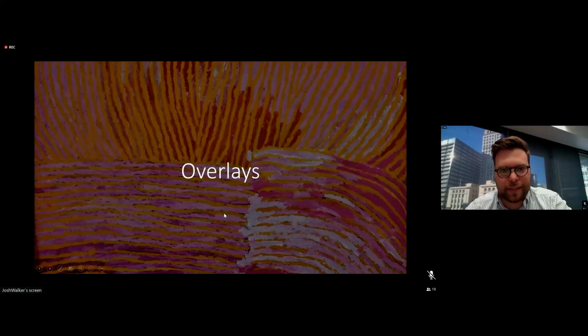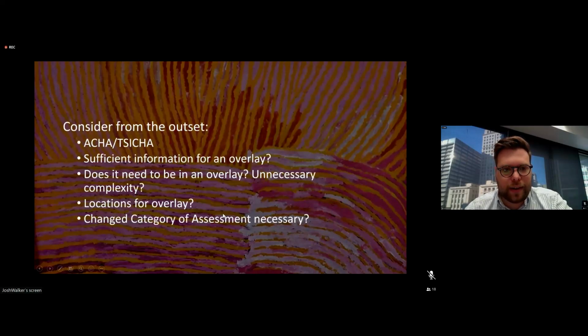Overlays. So again, consider from the outset, do you need to regulate cultural heritage if there are other acts that already do it? Also, if you're going down the path of trying to identify culturally important sites, is there sufficient information for an overlay? Is there enough understanding there to effectively regulate development around it? Does it need to be an overlay, or is that another layer of complexity?